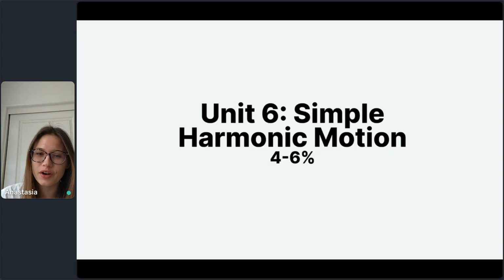Okay, so now we're going to be moving on to Unit 6, Simple Harmonic Motion. This is a much smaller unit, so there's not going to be too much for this unit, but it's still important to know. So we're going to move on. Next slide, please.